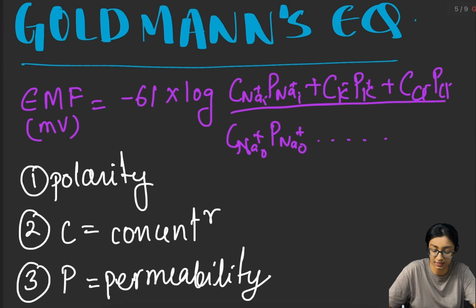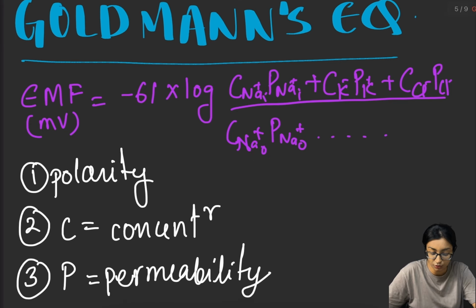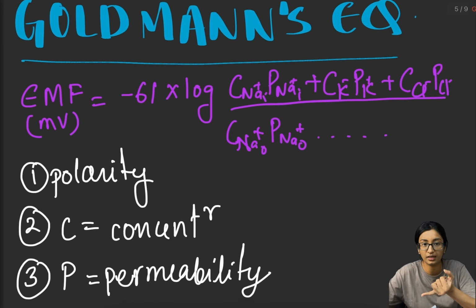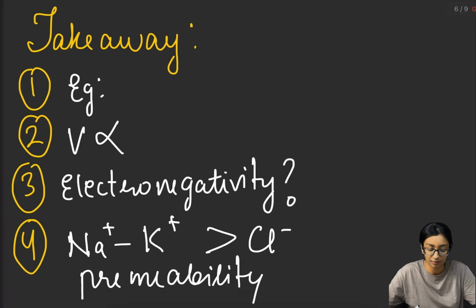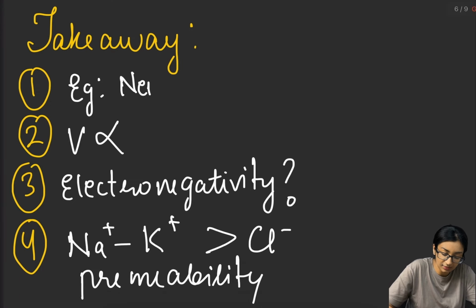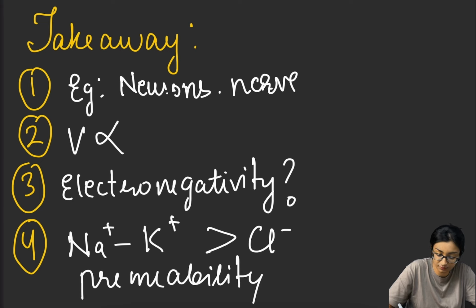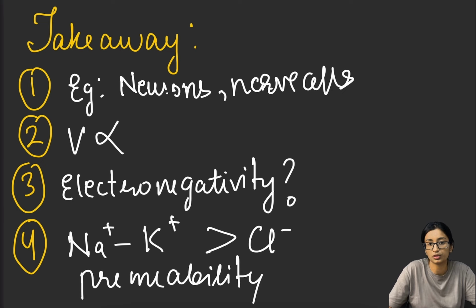The next is Goldman's equation. In Goldman's equation, the EMF is minus 61 into the log of C and P. C is the concentration and P is the permeability of sodium, potassium, and chloride, inside and outside once again. So in the Goldman equation, again we check the polarity, the concentration, and the permeability. With this, the examples can be taken as the neurons, the nerve cells, and even other cells. Here, the voltage is directly proportional to the permeability.